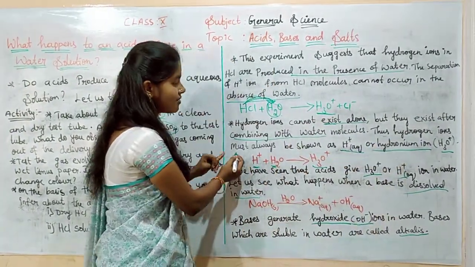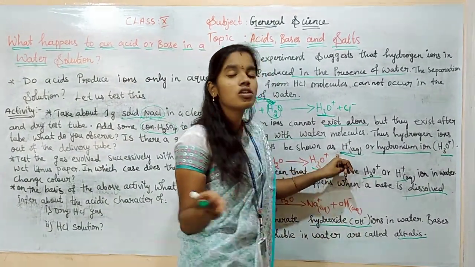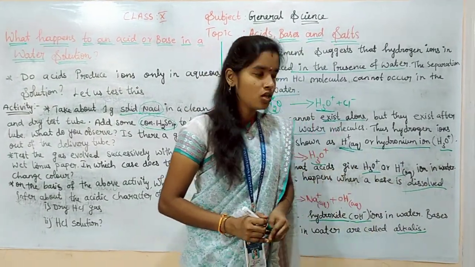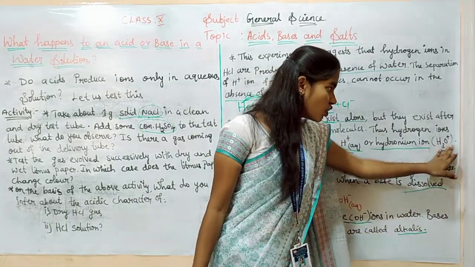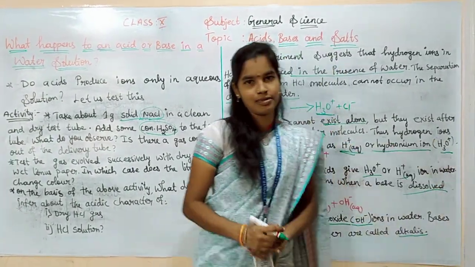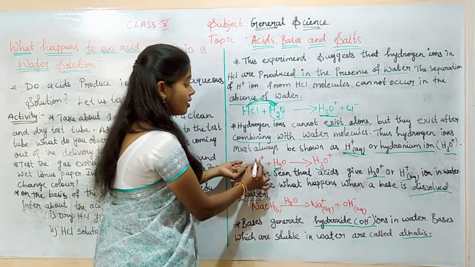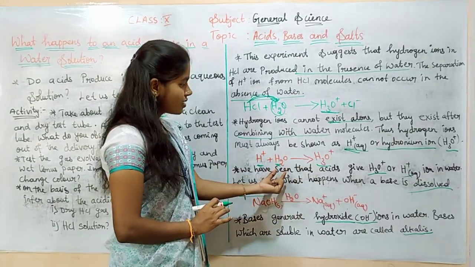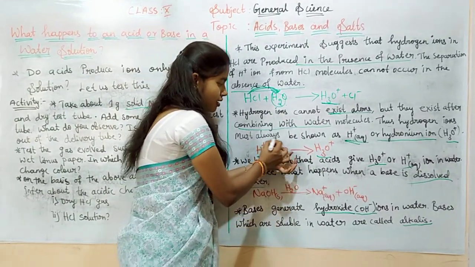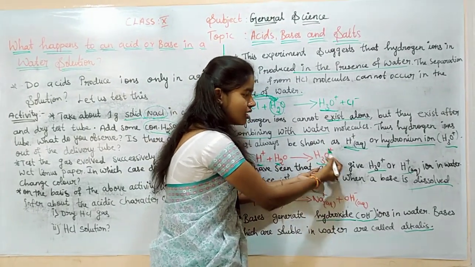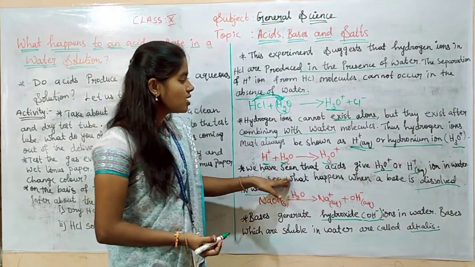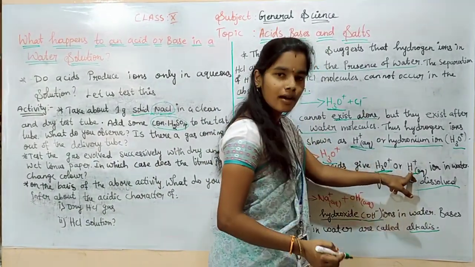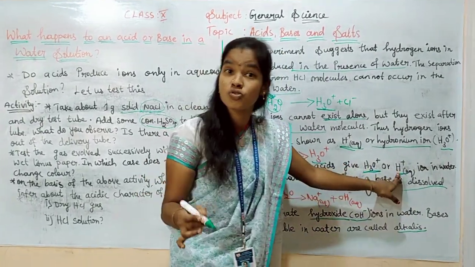Thus, hydrogen ions must always be shown as H plus aqueous or hydronium ion. The hydronium ion is nothing but H3O plus. So H plus ions cannot exist alone; they exist after combining with water molecules. H plus ions combine with a water molecule to give H3O plus. And we have seen that acids give H3O plus, the hydronium ion, or H plus ions in water, in the presence of water only.